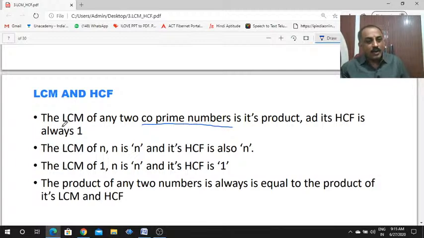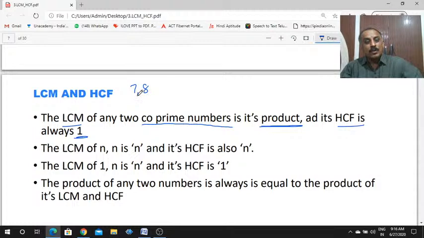Now, what is the LCM of any two co-prime numbers? The LCM of any two co-prime numbers is its product, and the HCF is always 1. What is the LCM of 7 and 8? 7 and 8 are co-prime numbers because except 1 there is no common factor for these two numbers. 4 and 6 are not co-prime numbers, because 2 is a common factor for 4 and 6. Except 1, if there is no common factor for any two numbers, that pair is known as co-prime numbers.